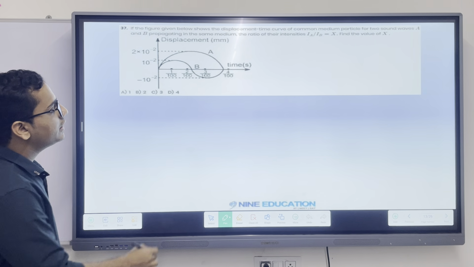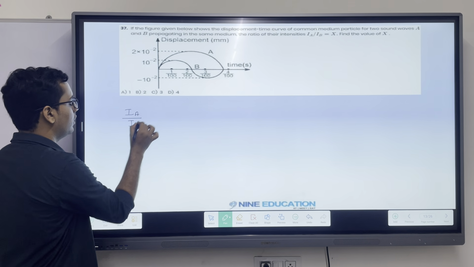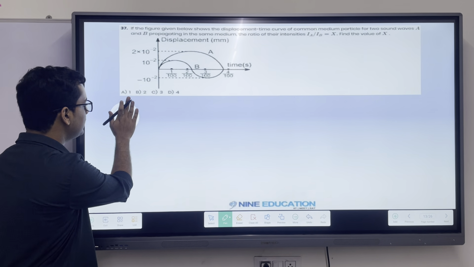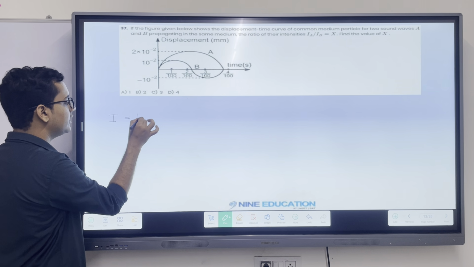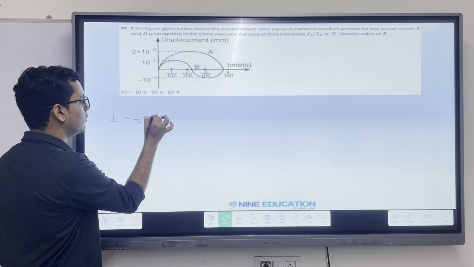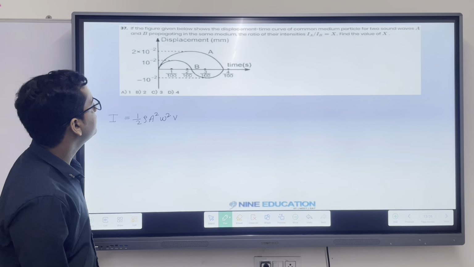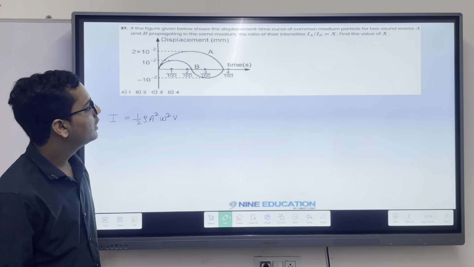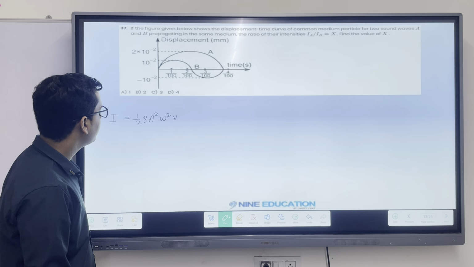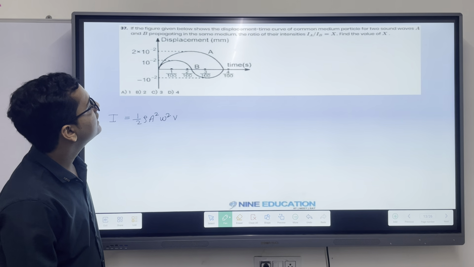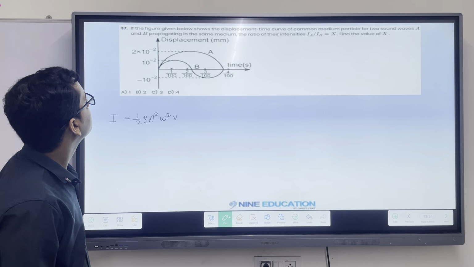You need to find the ratio of the intensities IA divided by IB. All we need to know about the intensity is the formula for intensity. Intensity is nothing but half of rho A square omega square into V. V is the wave speed, A is the amplitude, omega is the angular frequency, and rho is the density. So it is the same medium, so it is the same rho.